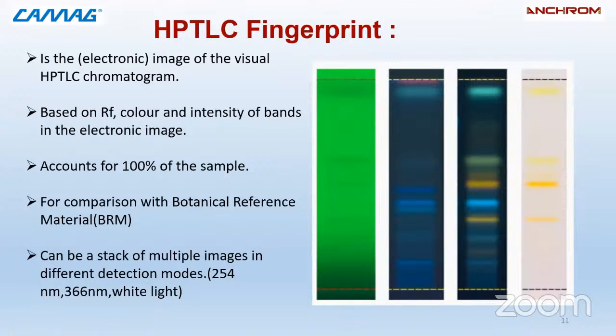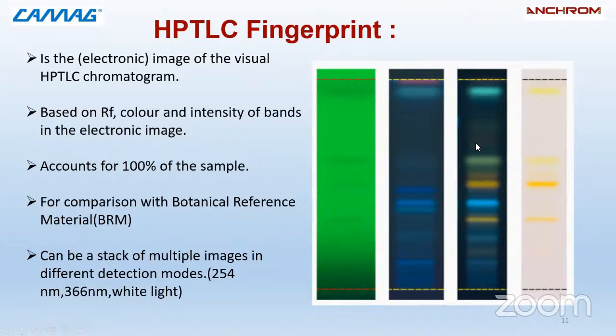take an image by using a suitable device, and you're supposed to take images at 3 different illumination modes, that is 254 nanometer, 366 nanometer and white light. And you are supposed to evaluate your HPTLC fingerprint based on RF, color, and intensity of bands.